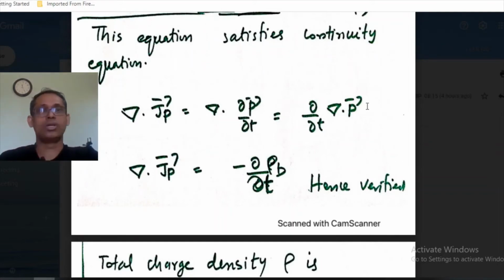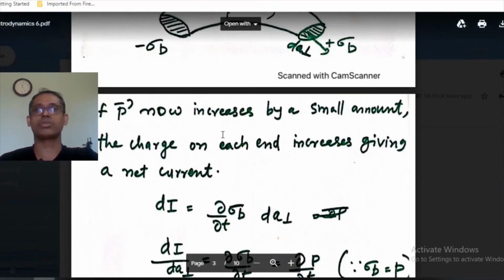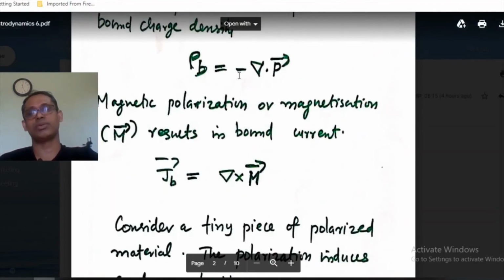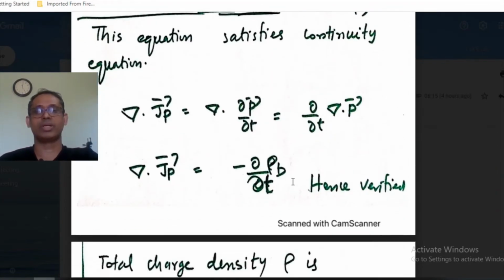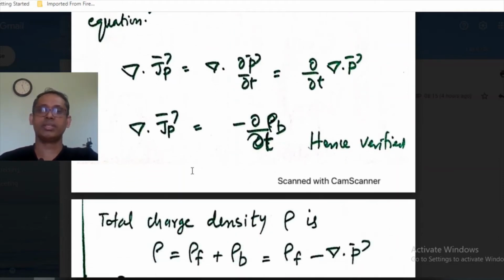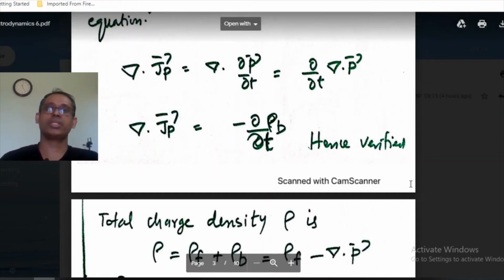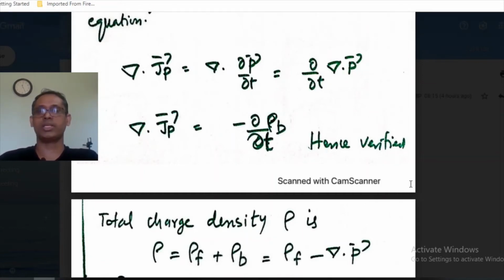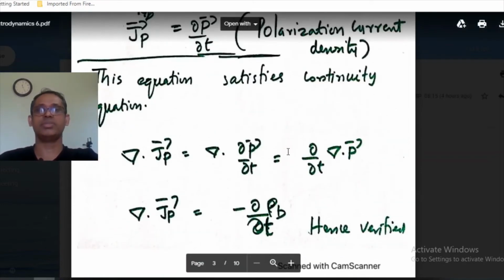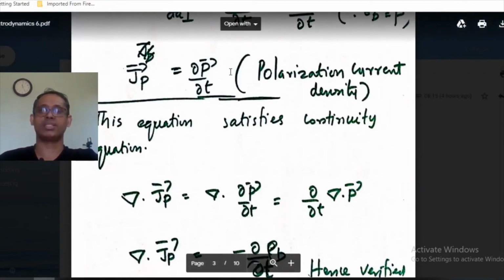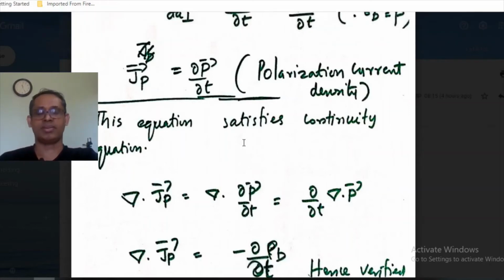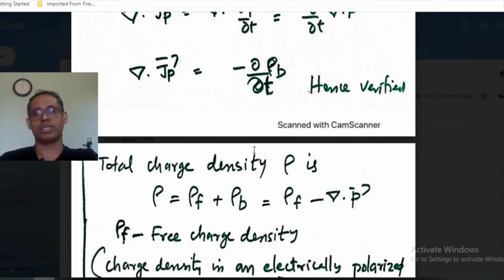And del dot P, the divergence of the polarization that we saw, is equal to minus rho B. So this is minus dou by dou t of rho B, which is the continuity equation. What is the continuity equation? Del dot J equal to minus dou rho by dou t. So our polarization current density, Jp equal to dou P by dou t, actually satisfies the continuity equation.